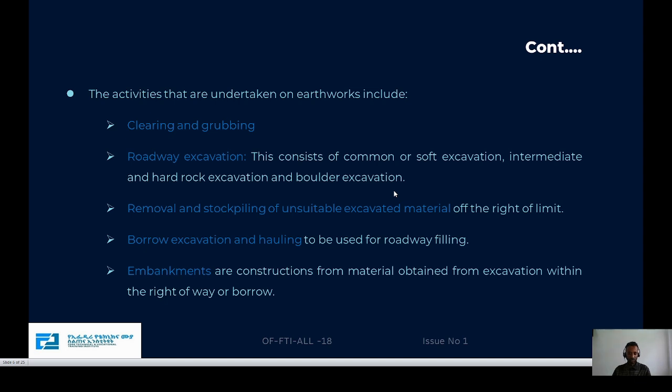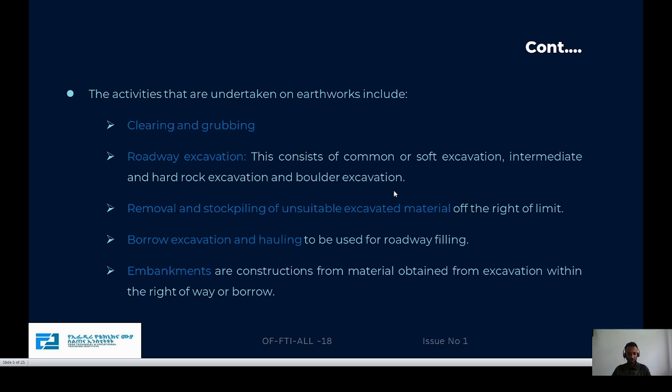Roadway excavation has different types: common or soft excavation, intermediate excavation, and hard rock excavation. Most hard rock excavation uses blasting, and common excavation is done by dozers and many other equipment. The other activity is removal and stockpiling of unsuitable excavated materials within the right of way limits, as waste materials.